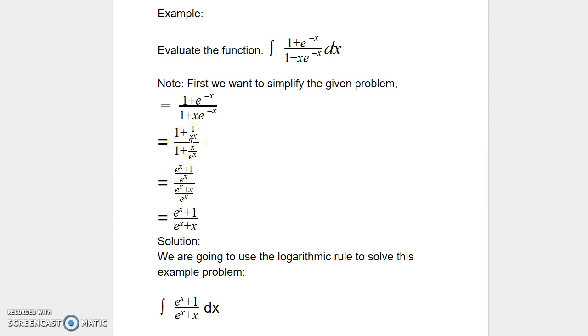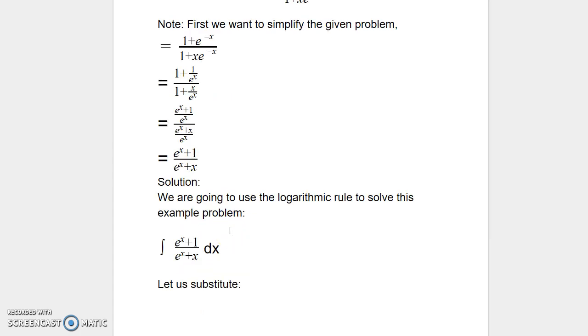The common denominator for the numerator part is e to the power of x, and then the numerator is going to be e to the power of x plus 1, the whole thing divided by the common denominator for the denominator part, e to the power of x, and then the numerator part is going to be e to the power of x plus x. So when we simplify that, the e to the power of x and e to the power of x cancel out, leaving us with e to the power of x plus 1 divided by e to the power of x plus x. Okay, now we are ready to solve this given example problem.